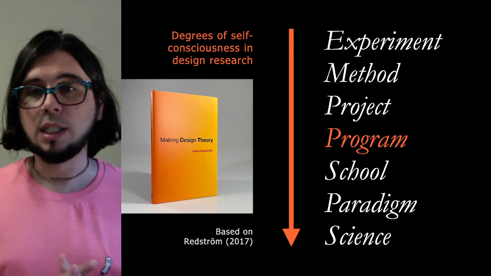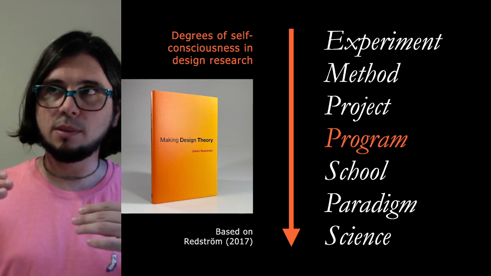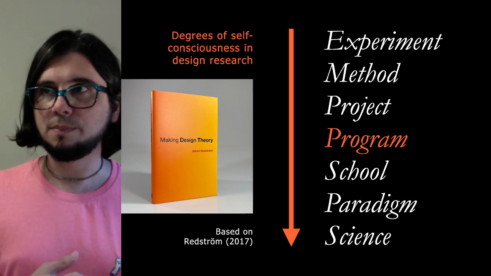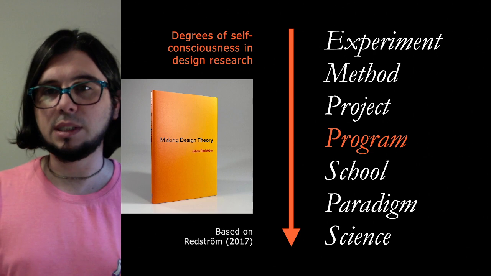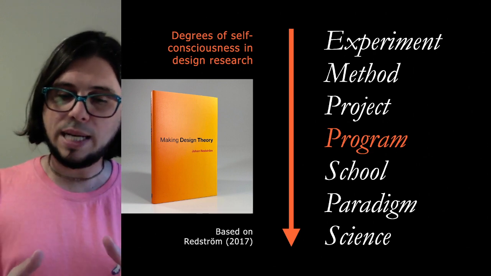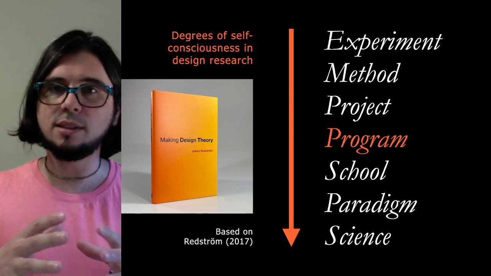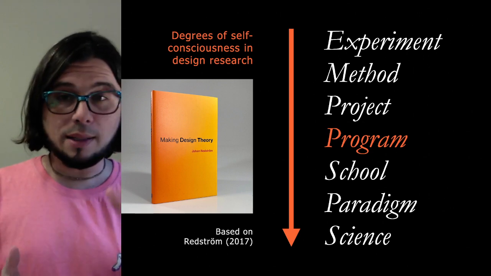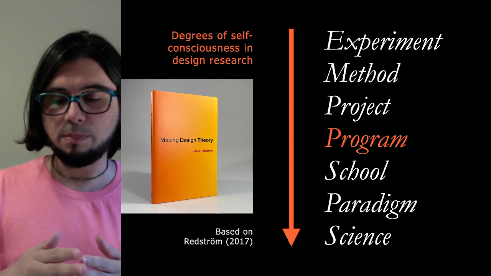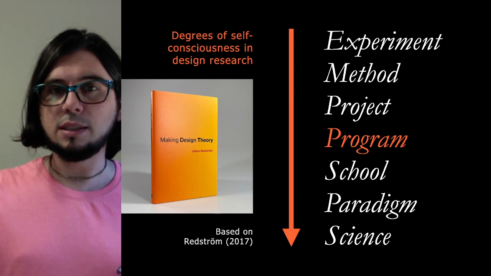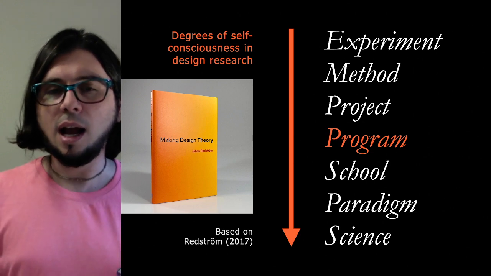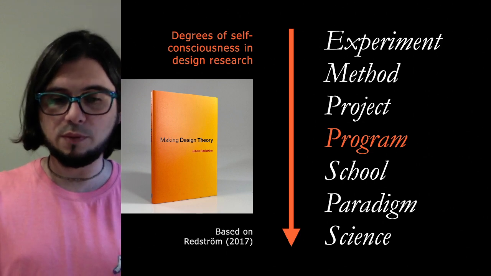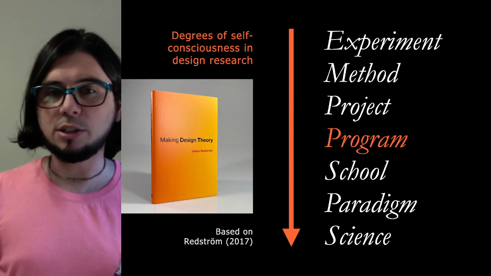This book describes several layers or levels of design research organization mechanisms, or ways of framing what you're doing with design research, from the micro level of an experiment towards this macro level of building a design research science. I describe this multiplicity of framing opportunities as degrees of self-consciousness. How conscious are researchers about what they are doing in terms of the collective accumulative knowledge they are building?